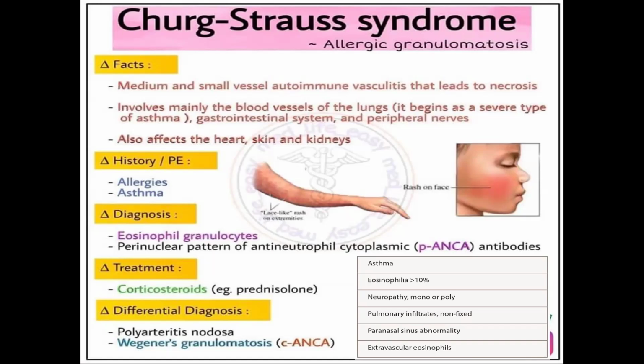P-ANCA for Churg-Strauss. Okay, and I put here on the right side the criteria for Churg-Strauss: asthma, eosinophilia, neuropathy, pulmonary infiltrate, paranasal sinus abnormalities, and extravascular eosinophils. Differential diagnosis is polyarteritis nodosa and Wegener's. Wegener's is C-ANCA. So with Wegener, it's positive for C-ANCA, while Churg-Strauss is P-ANCA.